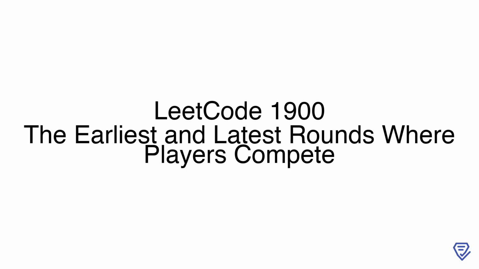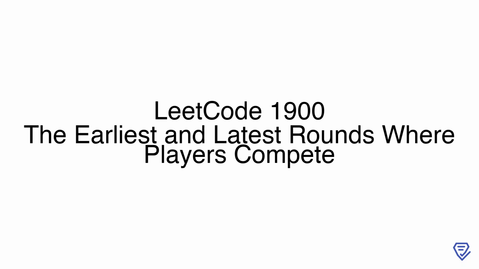Welcome to this walkthrough of LeetCode problem number 1900, the earliest and latest rounds where players compete. In this problem, we're tasked with simulating a knockout tournament to calculate the earliest and latest rounds where two specific players will face each other. This solution requires careful planning and management of simulation logic.